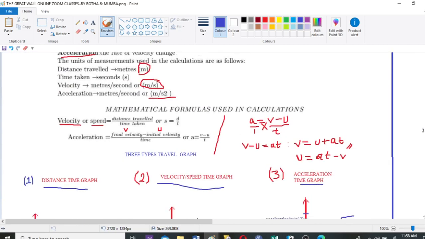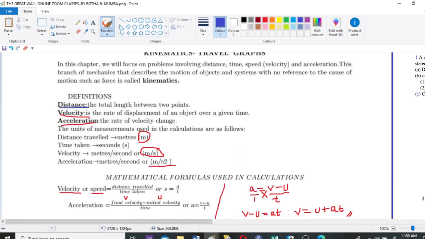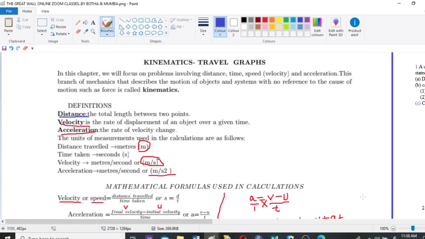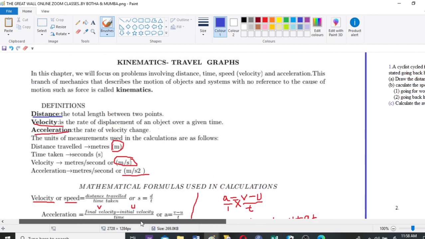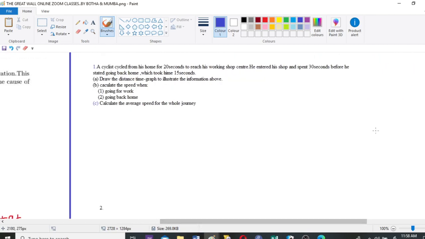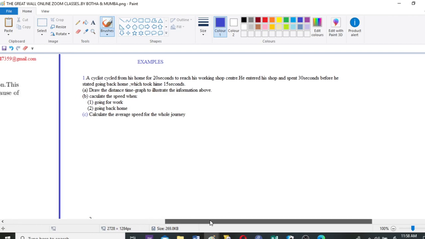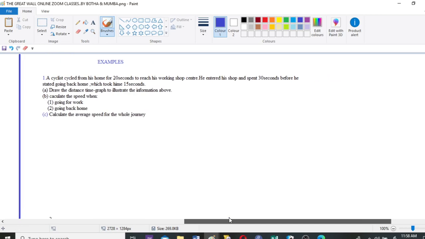Okay, thank you so much. Now let's go and look at some examples. Let's look at the first example here. You can look at the question there. You can copy the question. I'll give you time to copy the question.